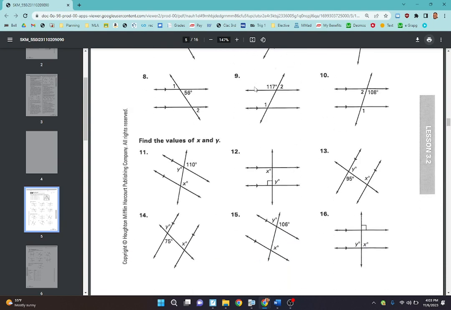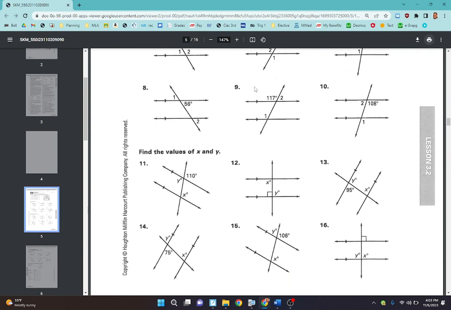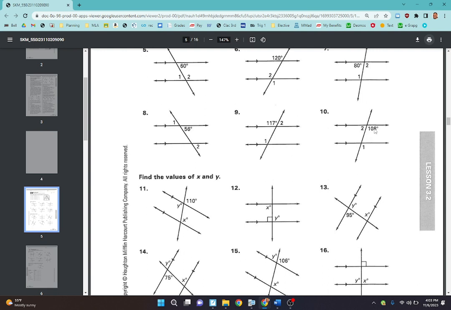So basically, when do we do 10? Number 10: 108 and 1 are corresponding, so they're equal. So 1 should be 108. And then 108 and 2 are a linear pair, so that's supplementary. 180 minus 108 should give me 72. So it's always either equal to each other or adding up to 180. Yes, the only two relationships that can happen in a transversal are equal or add to 180.